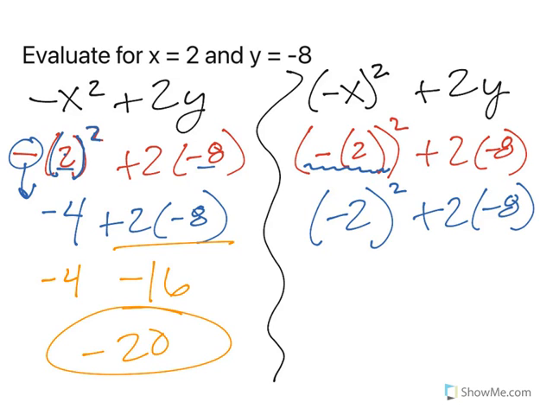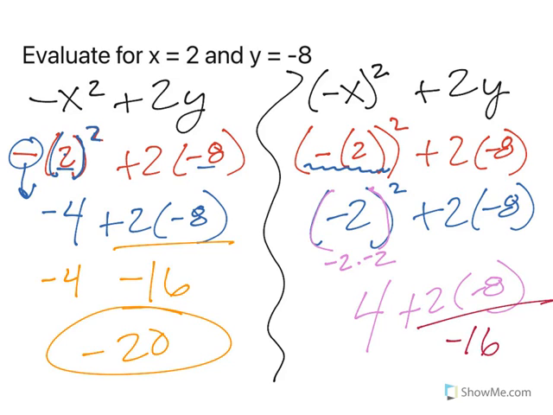So that means the 2 is touching the parentheses. So everything inside, so this is the same as -2 times -2, which is a +4 plus 2 times -8. 2 times -8 is still -16. But now I have 4 minus 16, which is -12. Big difference between a -20 and a -12.